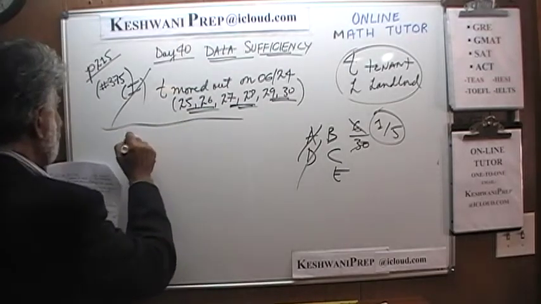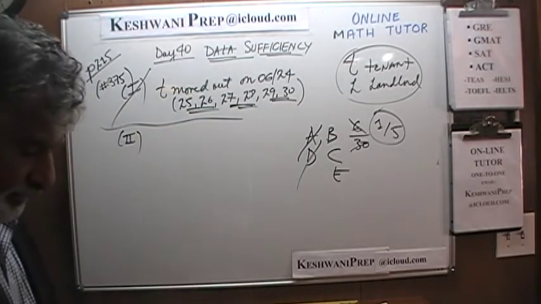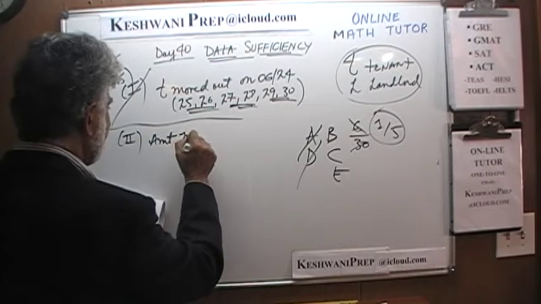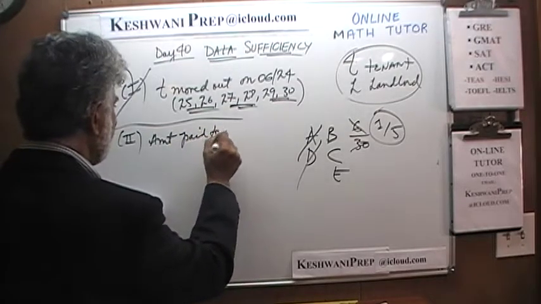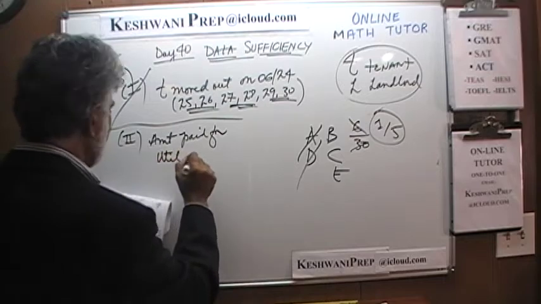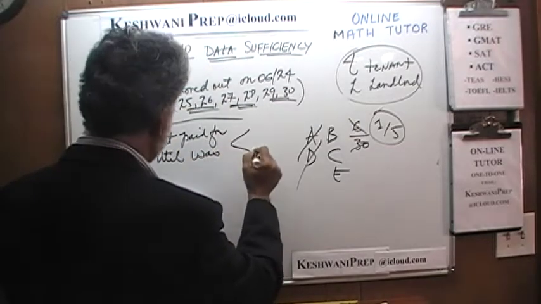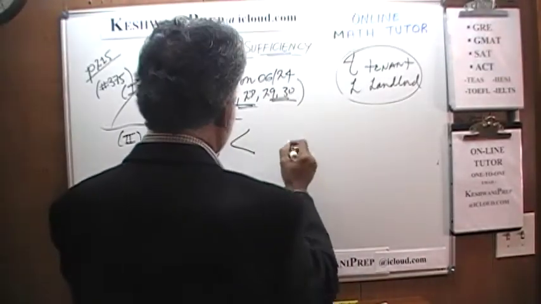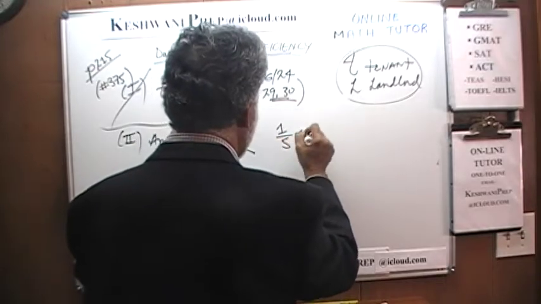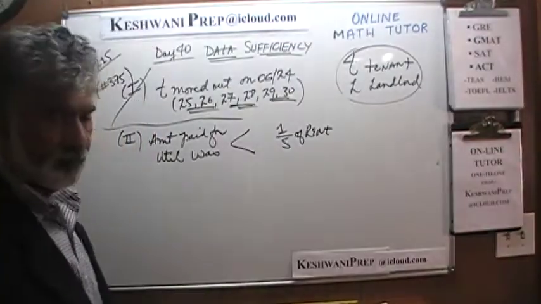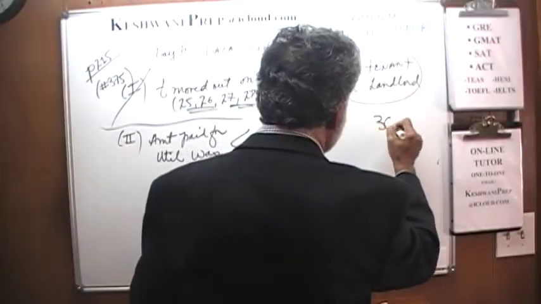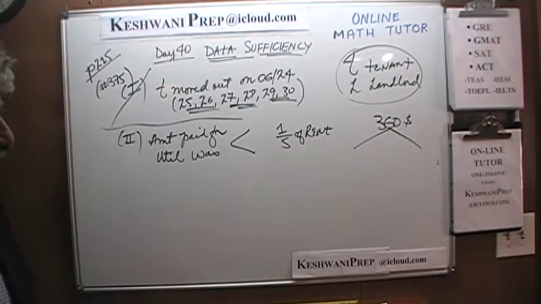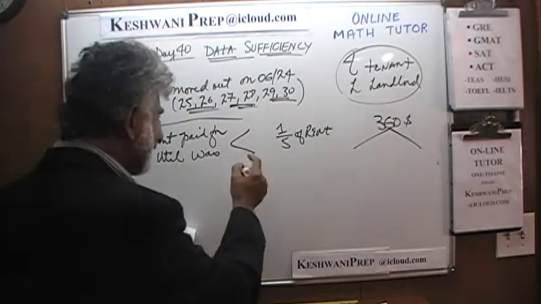Sometimes these questions go on and on for a long story, and at the end, not much happens. In the second statement, they tell us that the amount she paid for utilities was less than one-fifth of rent. Now we know that she paid $360 total, because we are told in the problem that she paid $360 total. And the amount that she paid for utilities, we are told, is less than one-fifth of the rent.